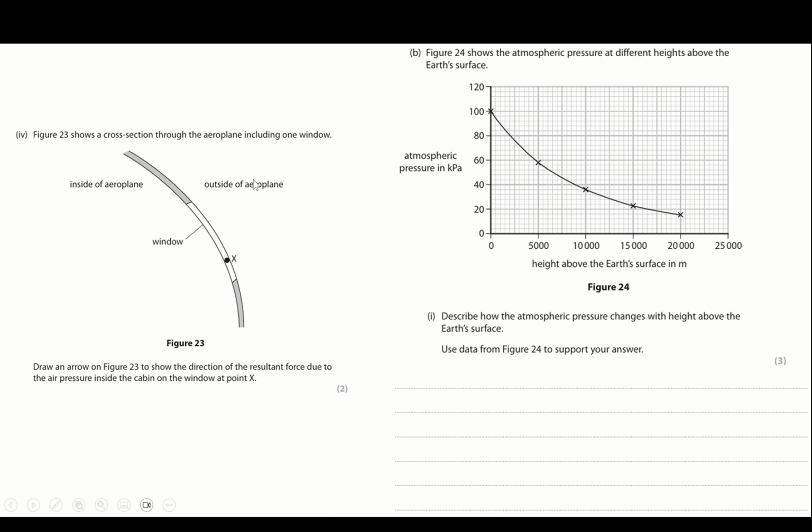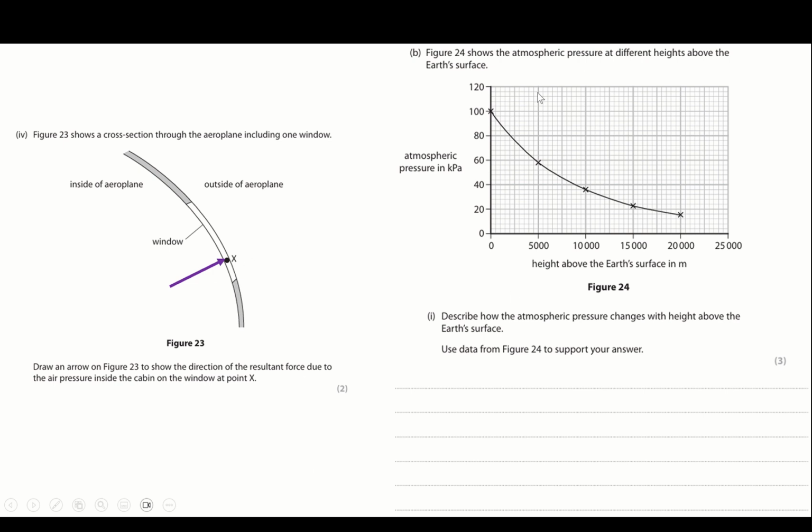Last part, we've got a cross section through the plane. Here's the window. And it says draw an arrow to show the resultant force. So we just need to know all the forces are 90 degrees or perpendicular to the surface. So 90 degrees to it, done. And it's got to be inside because we're showing the air pressure inside the cabin. So it's got to go that way.